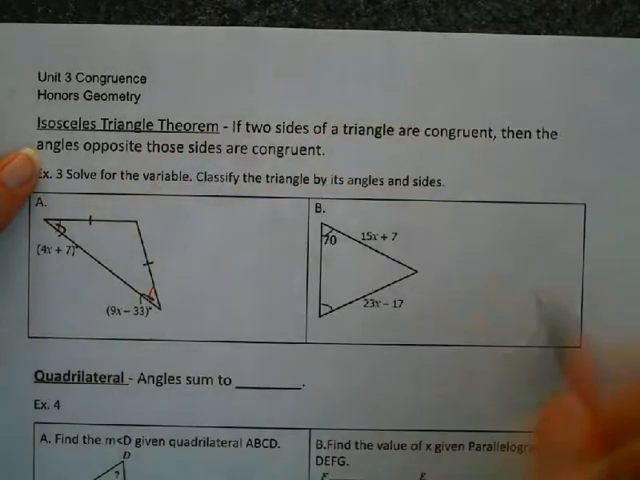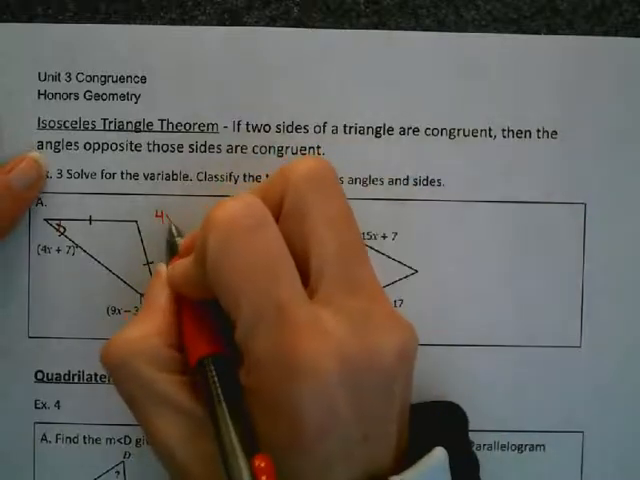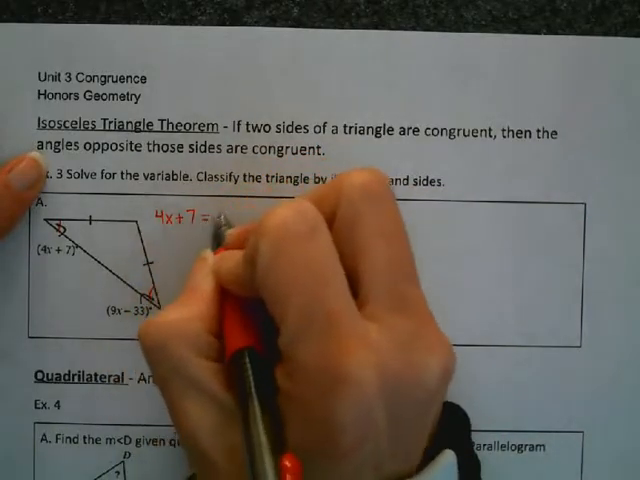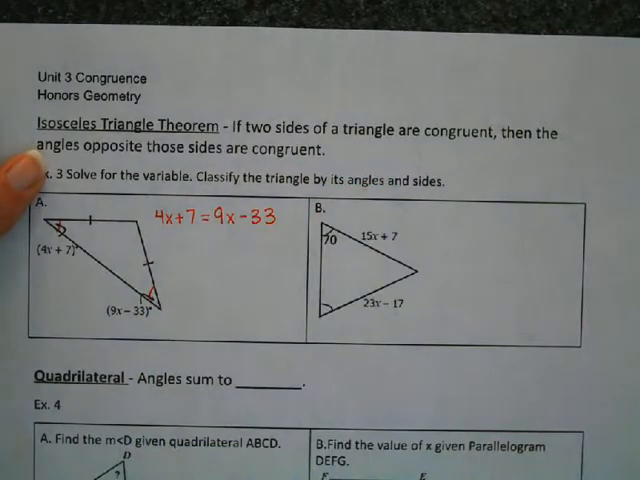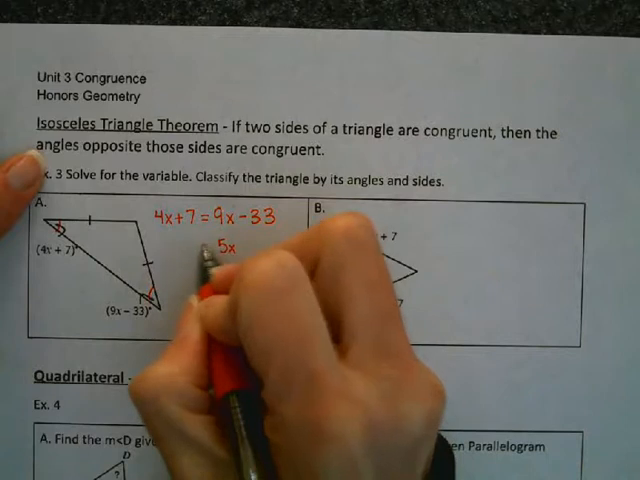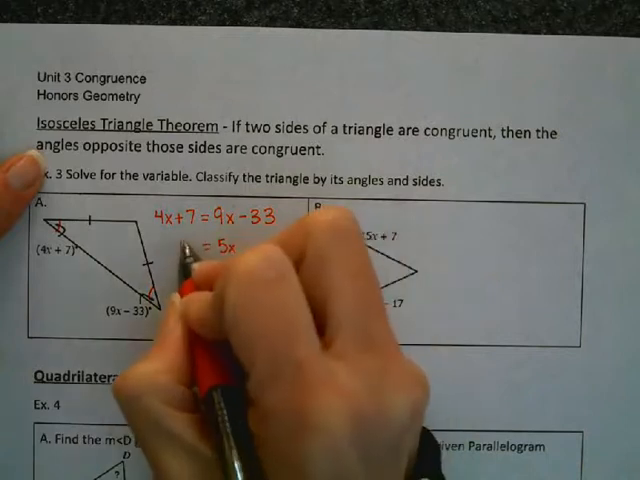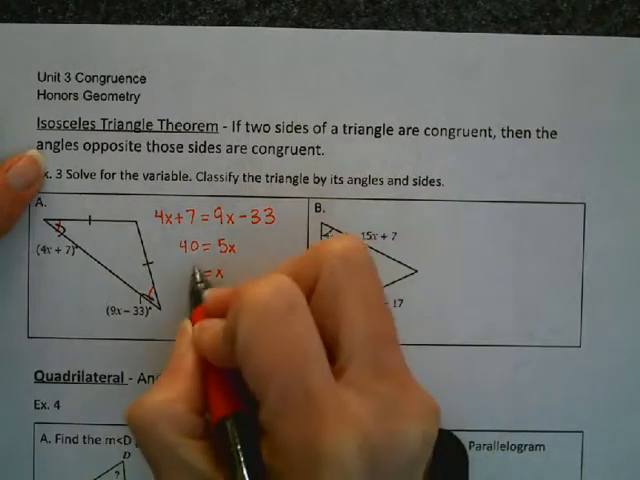So if these two sides are congruent, then these two angles have to be congruent. So solve for the variable. So you set the base angles equal. I'm going to subtract my x over and add 33. Then divide. X equals 8.